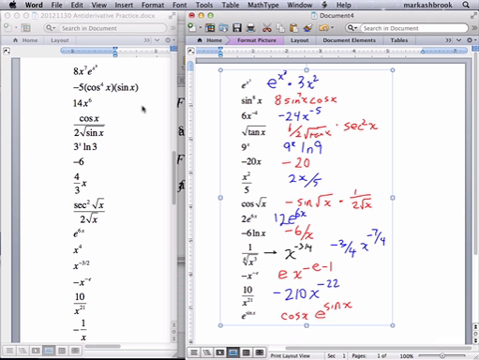Okay, so let's do just maybe 3 of these. Let's do 3, okay? So we'll start easy here. How about 14x to the 6th? So if this is the rate of change, then in general, what will the original function look like? In general?